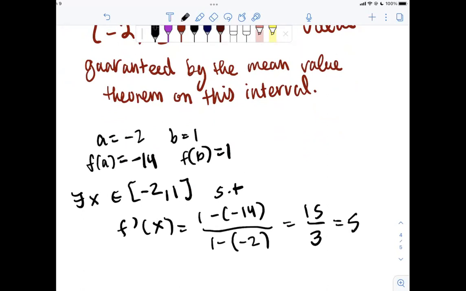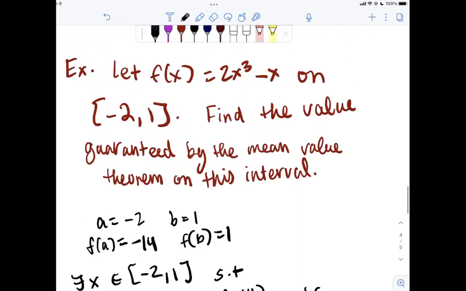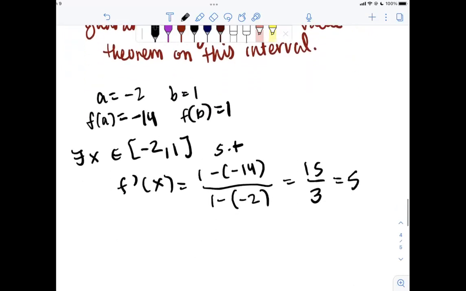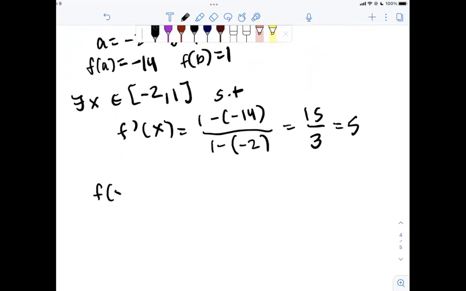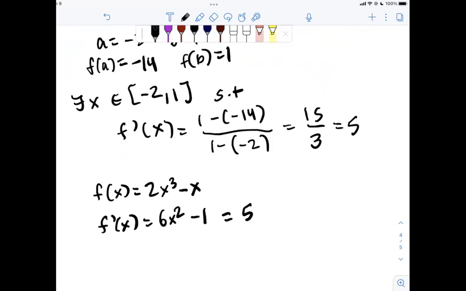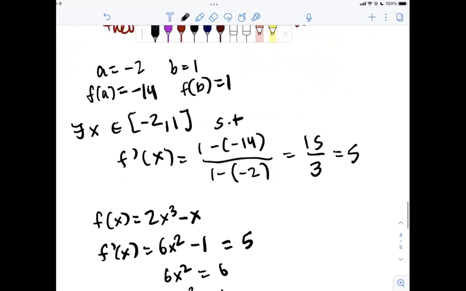So let's find the derivative now. So f of x is 2x cubed minus x. So we take the derivative, f prime of x equals 6x squared minus 1 equals 5, and we're solving this. So let's just move the 1 over. 6x squared equals 6, and x squared equals 1. So what's x going to be? It can be plus or minus 1.